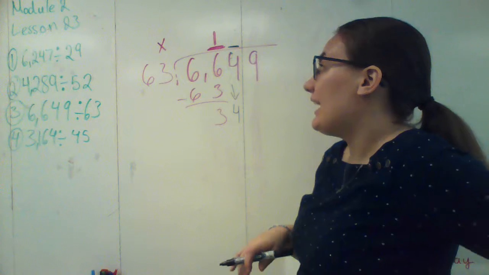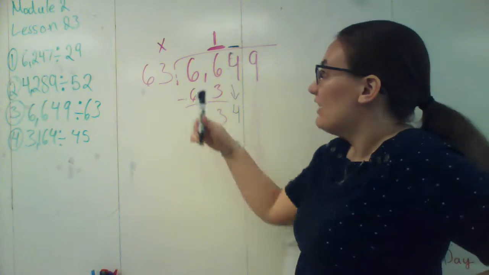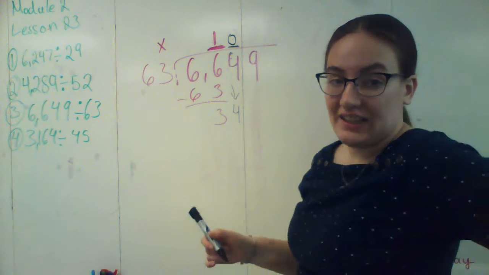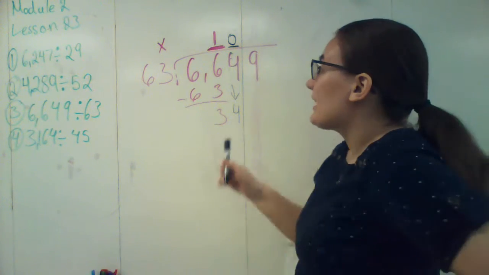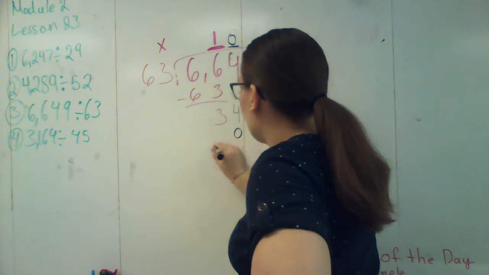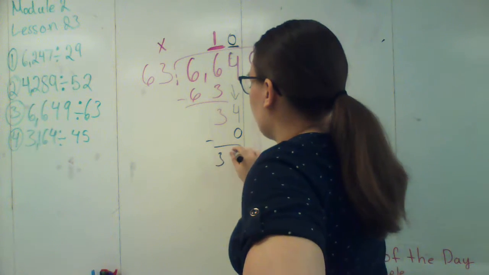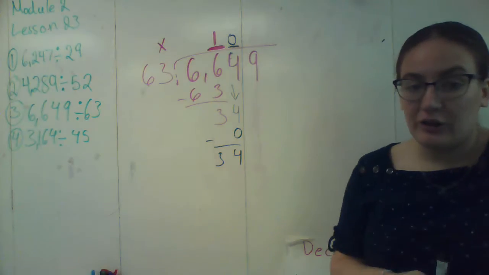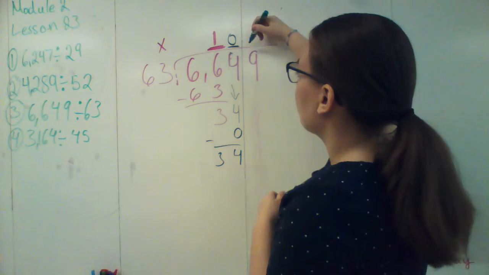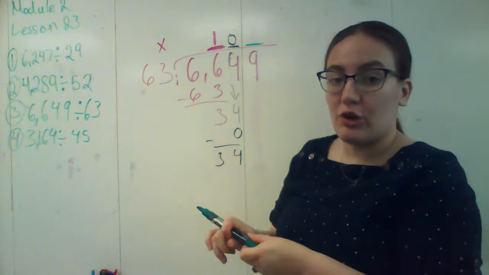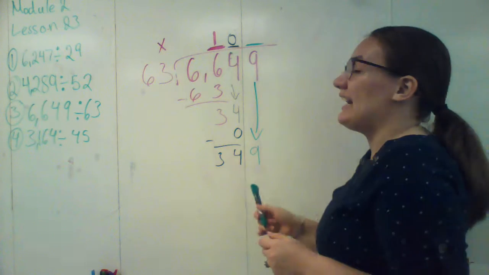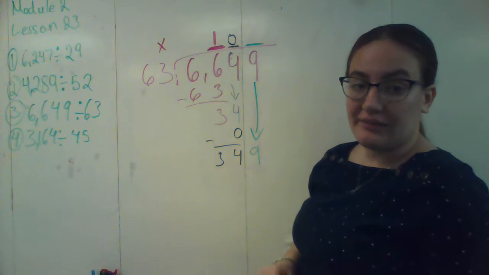I can't do that. What I need to do is I actually need to say, well, 63 times 0 fits into 34 because I still need to fill that place value. So 63 times 0 is 0, and then 34 minus 0 is 34. And now I can move on to my very last place value. So that's kind of a tricky problem, but you want to make sure that you don't forget about any of those place values. So we're going to bring down that 9 now, and now I can work on my very last place value.